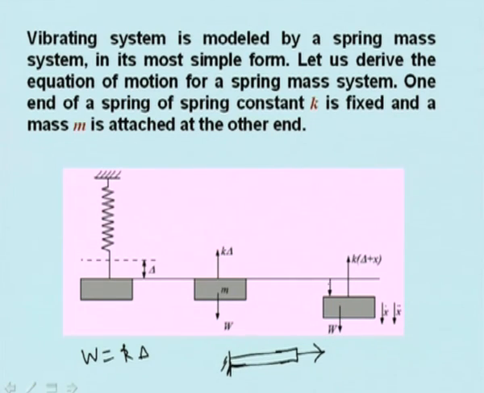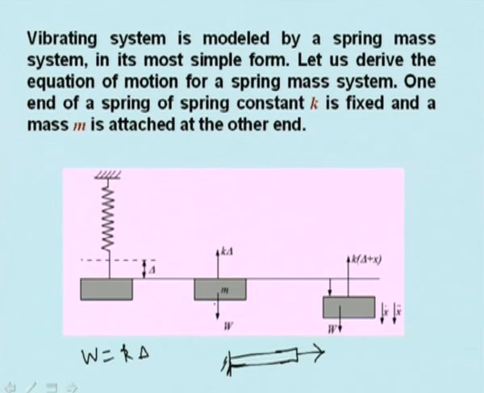Now disturb it slightly. You give the motion x here. Then what happens? The total restoring force now is what? Spring has stretched by an amount delta plus x. Therefore, this is K times delta plus x, and W is the weight, and this is x dot, this is x double dot. X dot denotes velocity of that mass, x double dot denotes the acceleration of that. Forces have been shown here, W and K delta plus x.